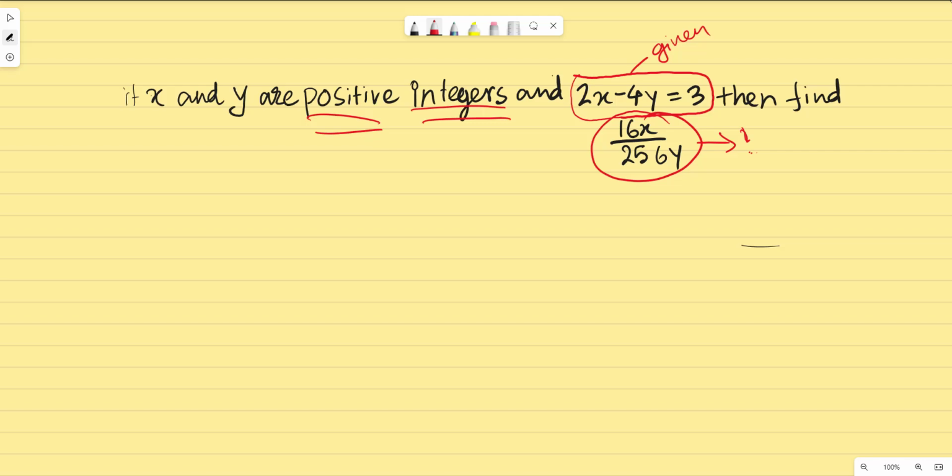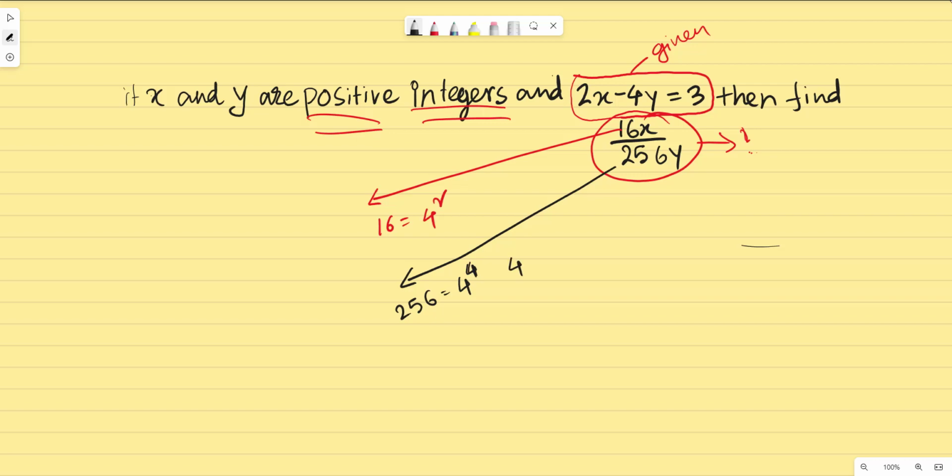So we all know that 16 is equal to 4 squared, and 256 is equal to 4 to the power 4. Okay, so if you don't know, that gives us these numbers. Okay, so let's try to put these values in.